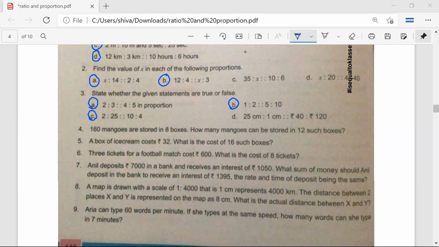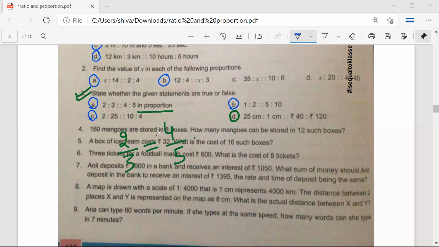Okay. Can you do question number 3? Just try to do all the parts here: A, B, C, D. Yes, sir. I didn't understand the third A. You didn't understand? Okay. You need to check whether they are in proportion or not. Sir, I understood the question, but I didn't understand how to do it.